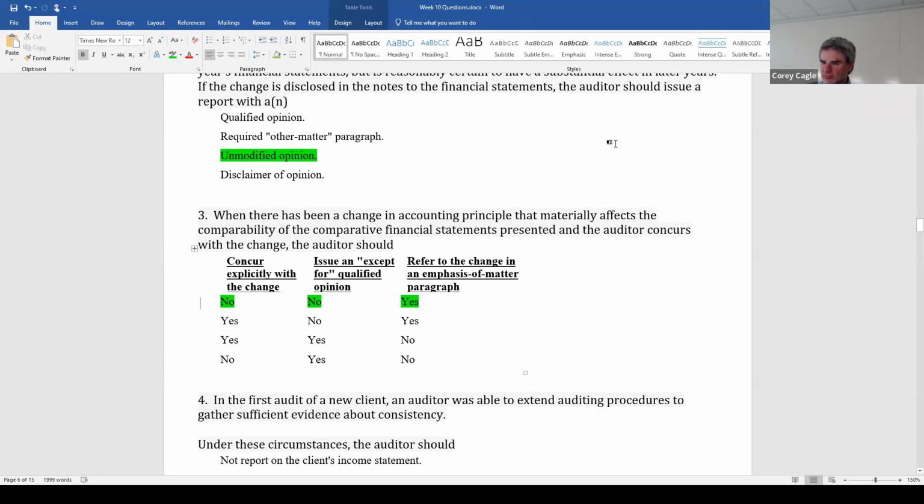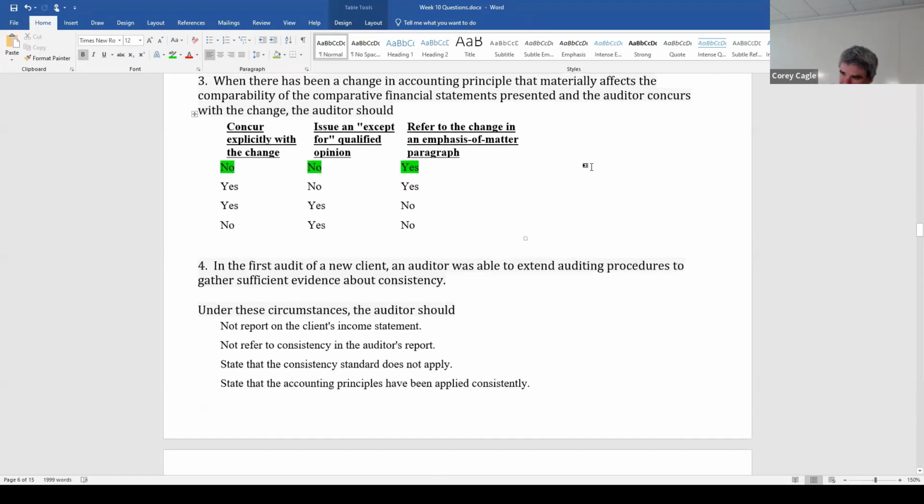That's a good question too. Number 4 is good too. In the first audit of a new client, an auditor was able to extend auditing procedures to gather sufficient evidence about consistency. What should we do? This is not one of those 2 circumstances where we're concerned about referring to consistency. So we don't refer to consistency in the auditor's report.